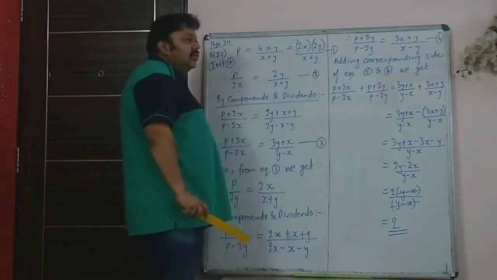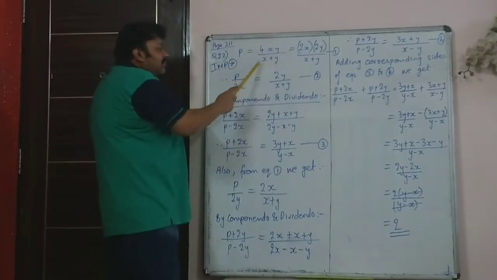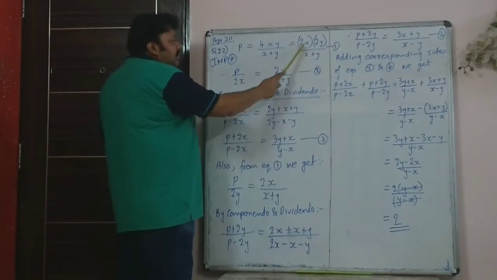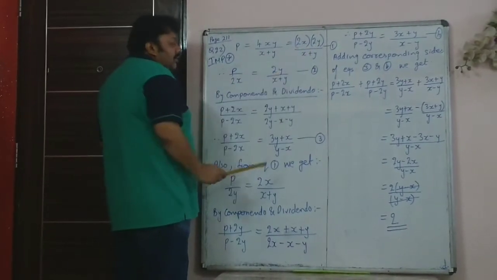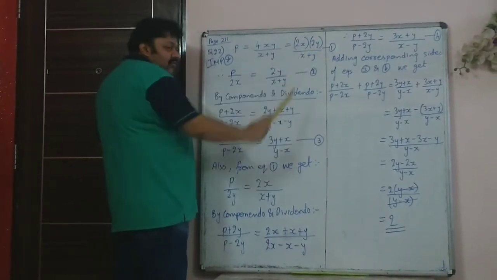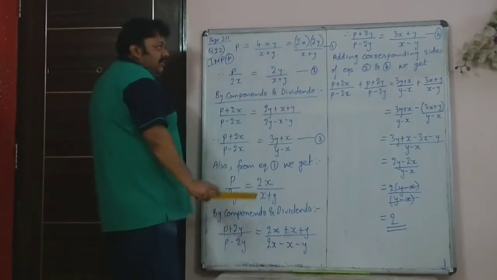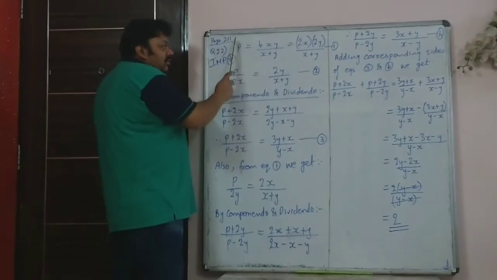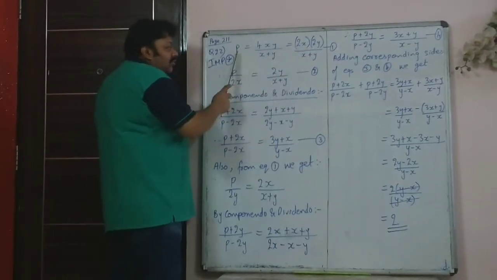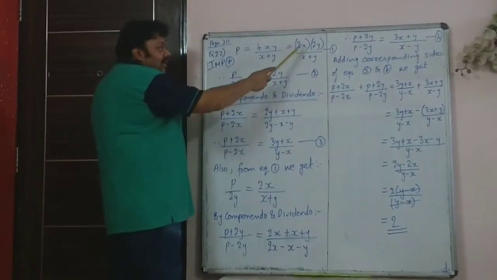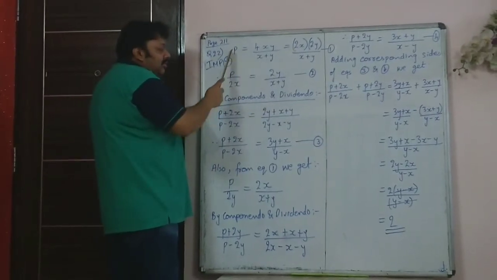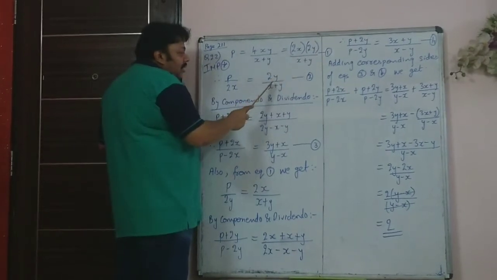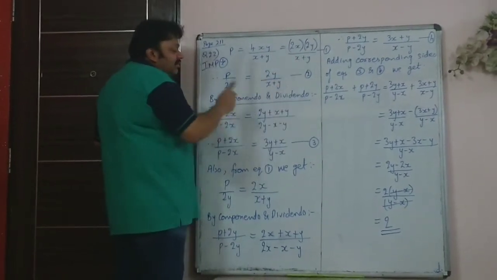componendo dividendo. So first the given expression has to be split, and this 4xy has to be written as 2x into 2y. This is 4xy. Denominator as it is. Why did we write it like this? So that first we will get 2x below p. When I get 2x below p, it becomes p upon 2x.